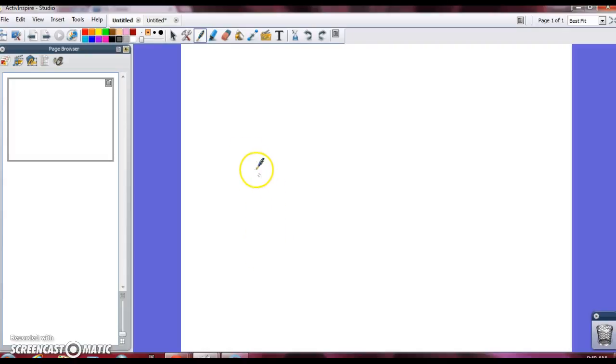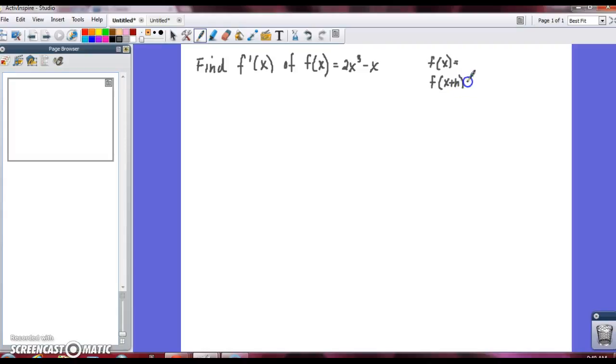So the first one we're going to do is we're going to find the derivative. Remember, we label that f prime of x of our function f of x. In this case, it's 2x cubed minus x. So before we go through finding our derivative, let's first figure out what our f of x is and our f of x plus h is, right? Because those are two things that we need.